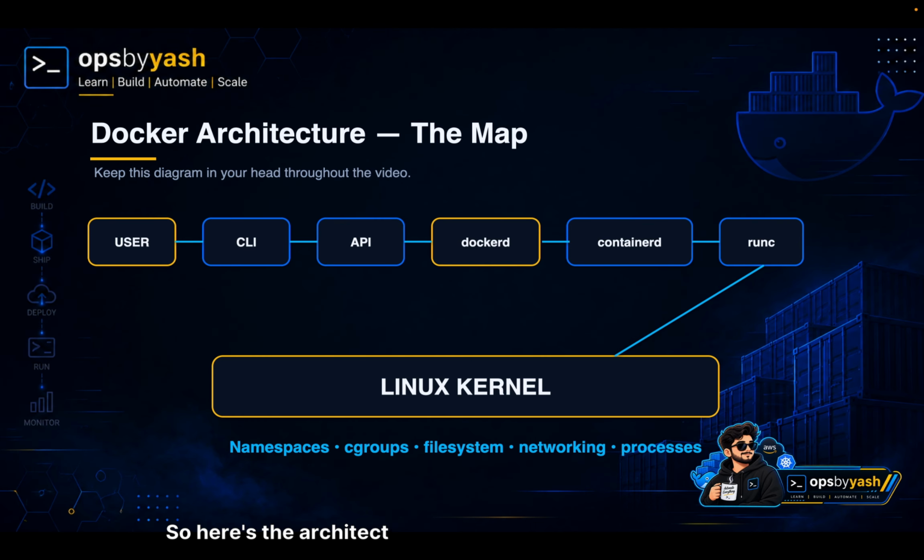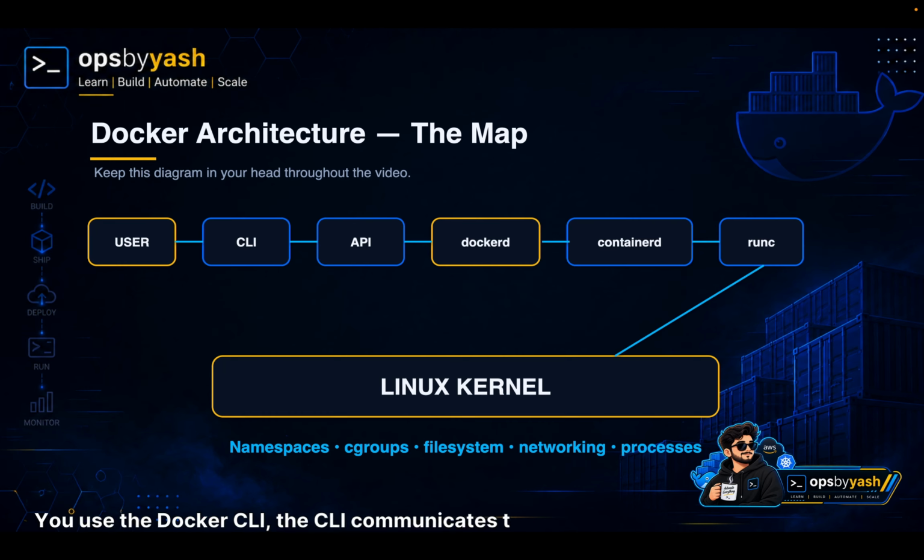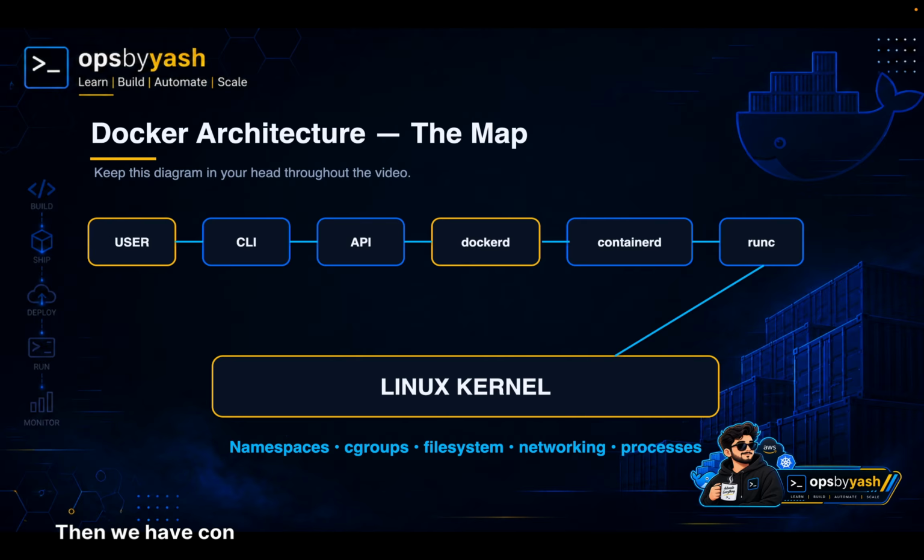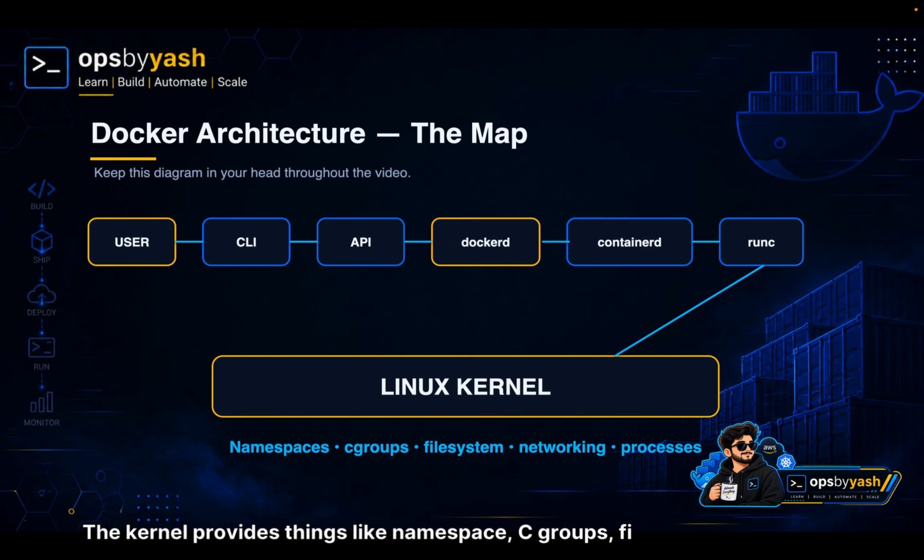So here's the architecture we are going to follow. You use the Docker CLI. The CLI communicates through the Docker API with dockerd, the Docker daemon. Then we have containerd, which handles container lifecycle operations. Then runc, the low-level container runtime. And finally, all of this relies on the Linux kernel. The kernel provides things like namespaces, cgroups, file system isolation, networking, and process management. So don't worry. If this looks like a lot right now, we are going to break every single piece down.